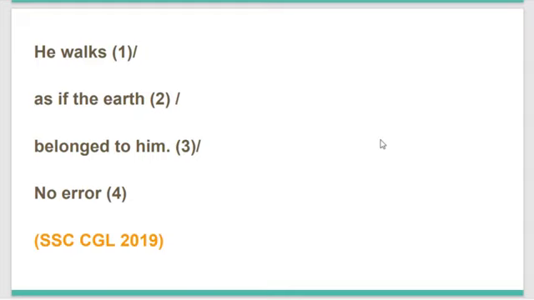But now coming to the grammatical meaning. According to grammatical sense, is the sentence correct? Yes, it is. According to grammatical sense also, the sentence is correct and is having no error. And naturally, we have to choose option number 4, that is no error. The sentence is grammatically absolutely correct. Hope this sentence is clear to you.